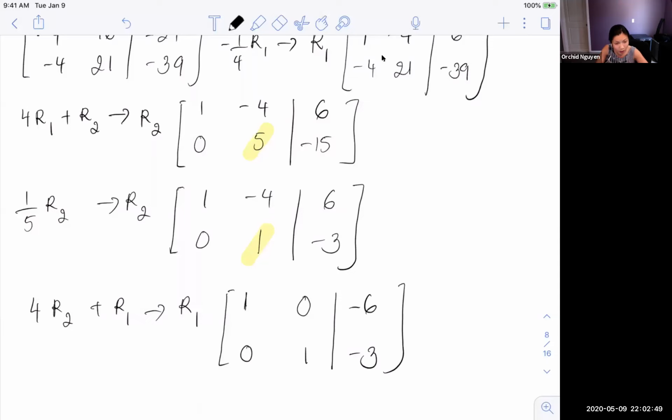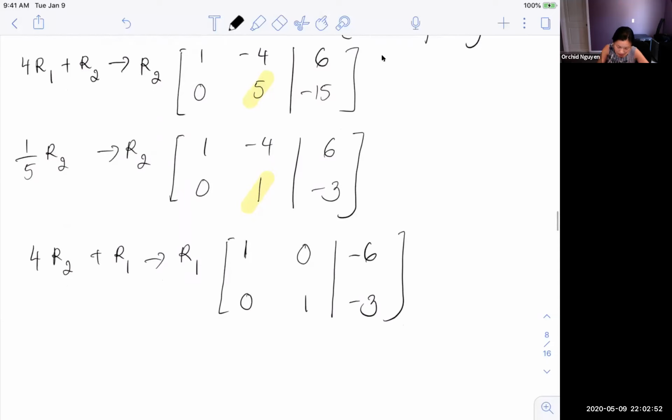All right, so why do we want that form? The reason we want that form is that since all those are the coefficients, you end up with x. It's actually 1x, right? So x equals negative 6, and y equals negative 3, and you're done.